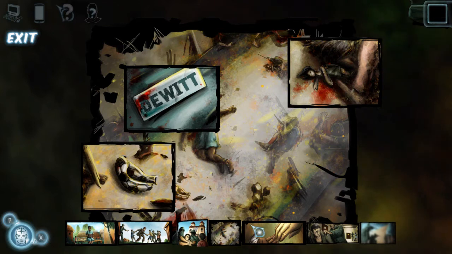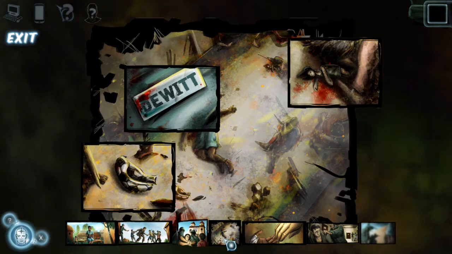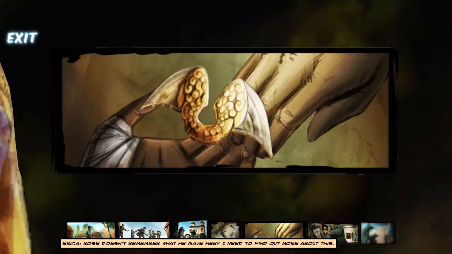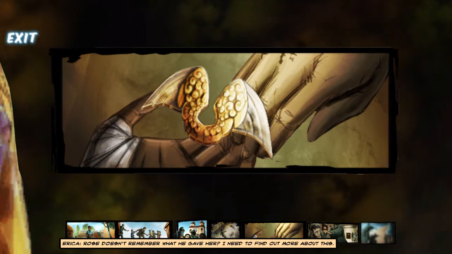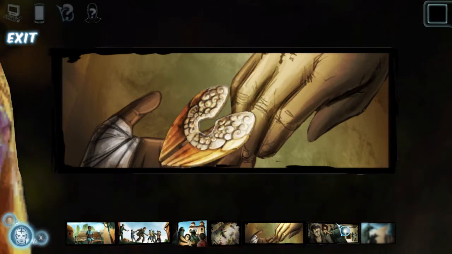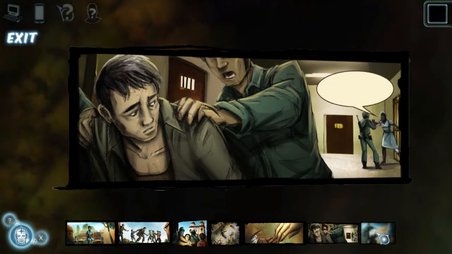Yeah, pay attention to this too. And actually this. So both of those are things to watch out for. Rose doesn't remember what he gave her? I need to find out more about this. I mean, I think this looks a little better than what we did in the Robert regression.